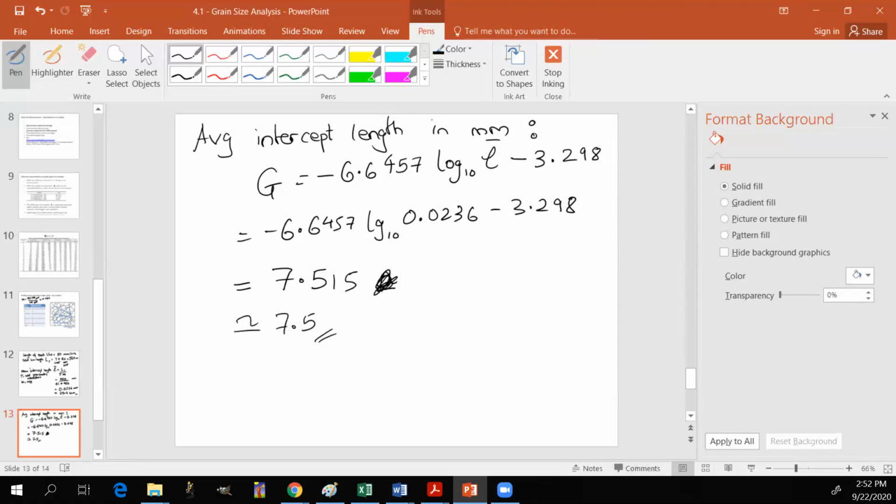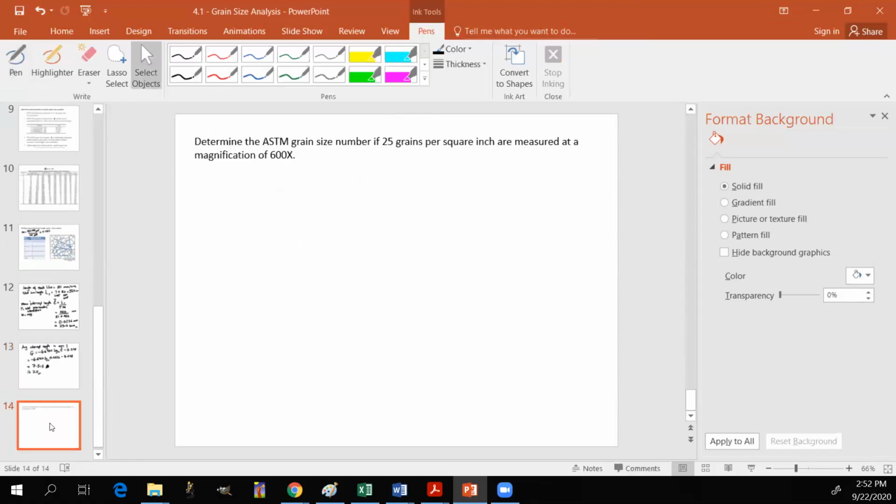Okay, and there's another kind of math that you can do to relate your grain size number to your area measurement, right? Because we have that formula as well. So let me just bring my notes in for this one. Hang on one minute.